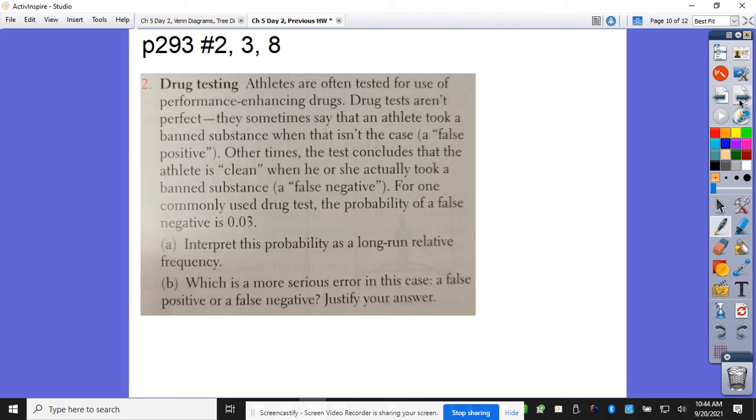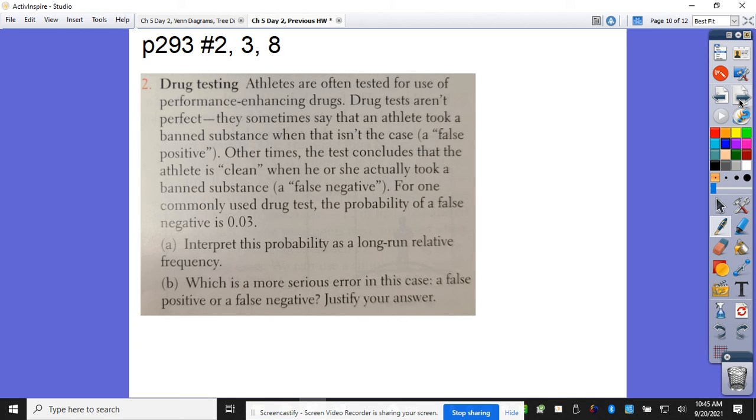I'm going to give you a different written thing to say the exact same thing, but you needed to say in the long run, if a whole bunch of them were done, about 0.03 of them would end up with a false positive. That is not applied to every single one; we don't interpret it as on the next one, I have a 0.03 chance. Which is more serious in this case, false positive or false negative?